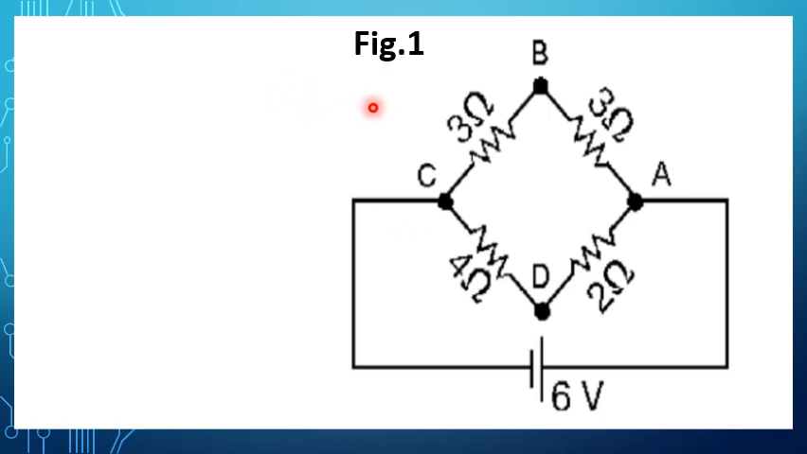Shown in figure 1 is a direct current circuit with four resistors connected to a battery with an EMF of 6 volts. The two 3 ohm resistors are connected in series, and the 4 ohm resistor is connected in series also to the 2 ohm resistor.